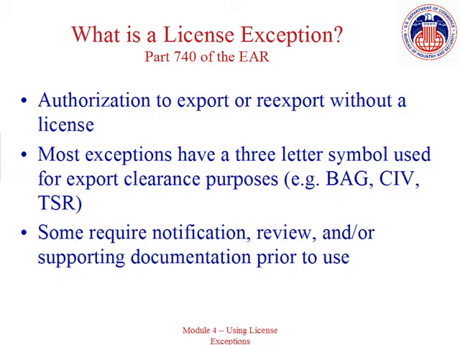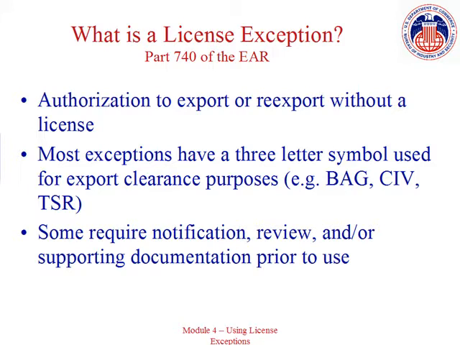What is a license exception? A license exception is an authorization that allows you to export under stated conditions items subject to the export administration regulations that would otherwise require a license. There are 16 license exceptions, all of which are identified by a three-letter symbol such as BAG, CIV, or TSR. These symbols are used for export clearance purposes.